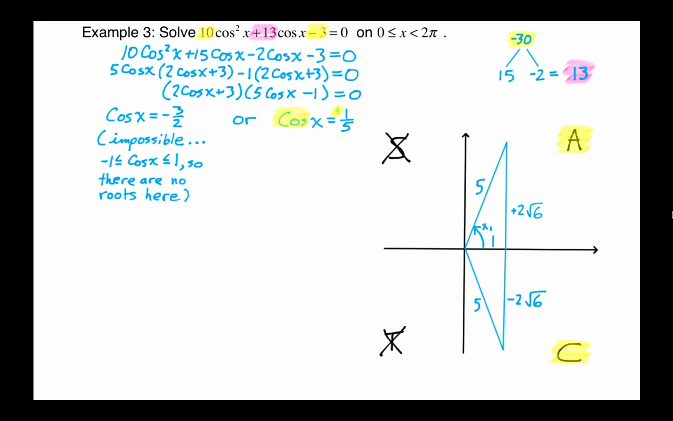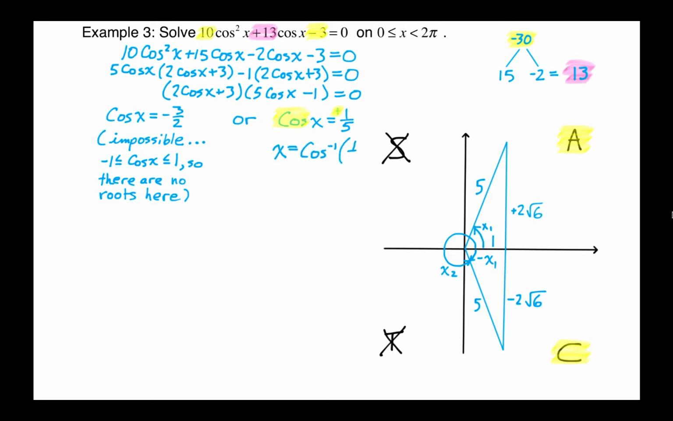So in any case, this is the first solution, x1. And this is the second solution, x2. And notice they have the same reference angle. So you can get x2 by doing 2 pi minus x1.